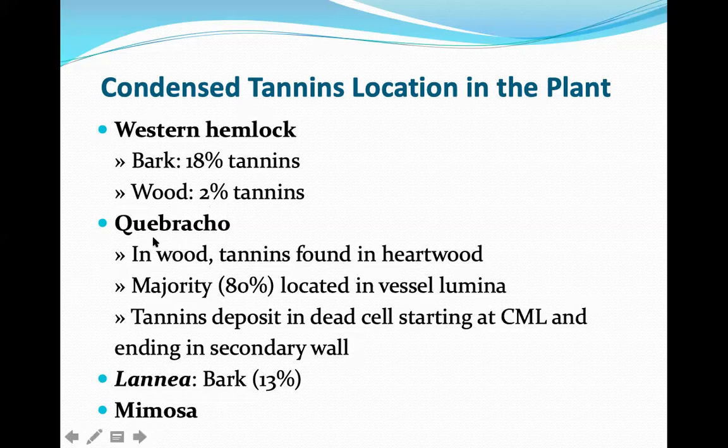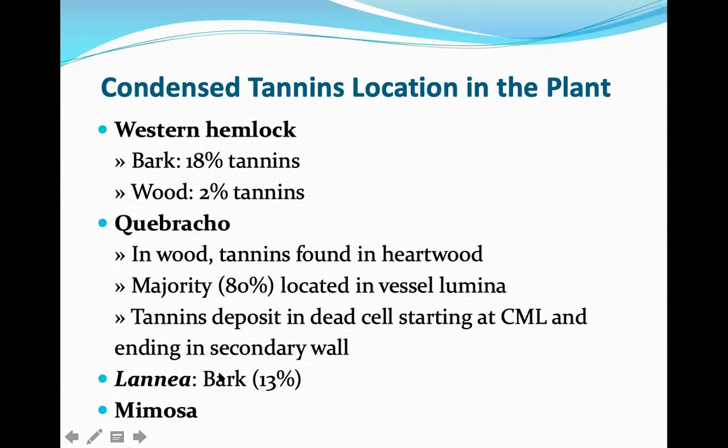In western hemlock and quebracho, another wood, tannins are found in the heartwood. But in the case of quebracho, the heartwood is almost entirely condensed tannin, the majority, 80%, located in the basal lumina of the plant tissue. Tannins deposit in dead cells starting at the compound middle lamella and ending at the secondary wall. And in the case of Lannea coromandelica, I mentioned it is abundant in Bangladesh. A fencing plant, kafila or jiga tree, its bark contains 13% tannin.